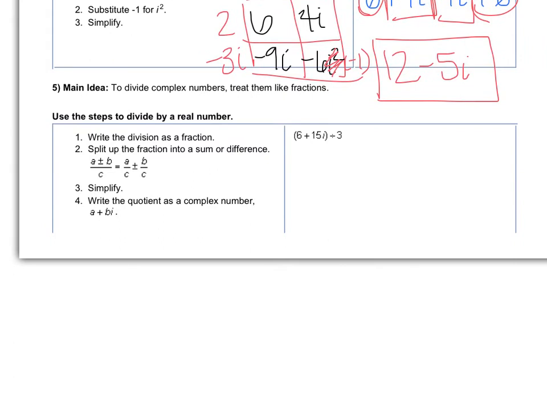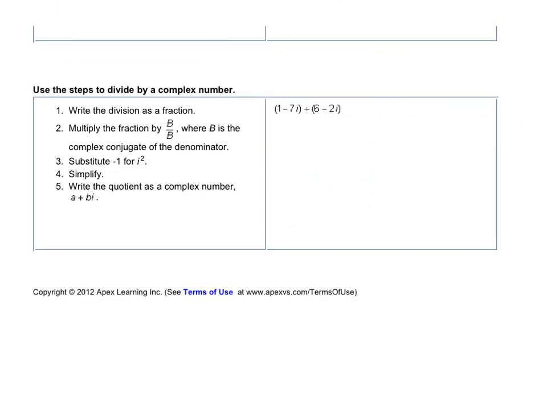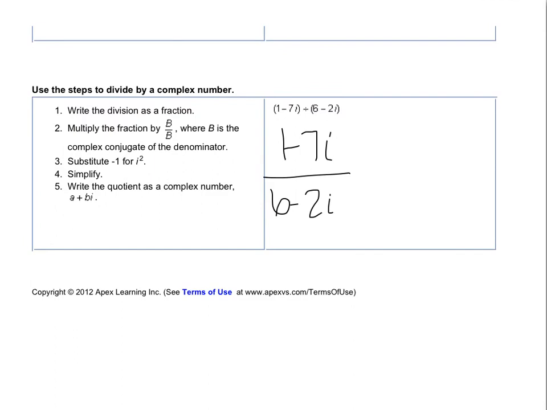I can also divide 6 plus 15i by 3. All I have to do is divide 6 by 3 and I get 2. 15i divided by 3 and I get 5i. Lastly, I can divide 1 minus 7i by 6 minus 2i, and I can do this by multiplying by the conjugate of the denominator, which would be 6 plus 2i.